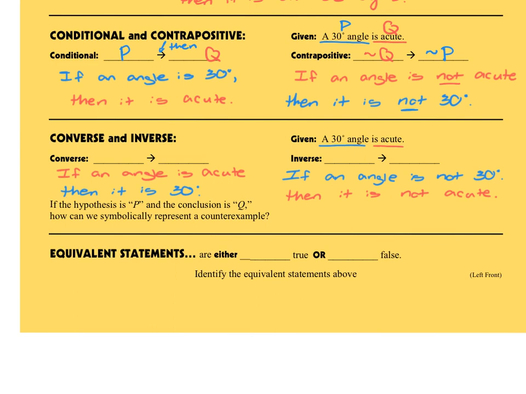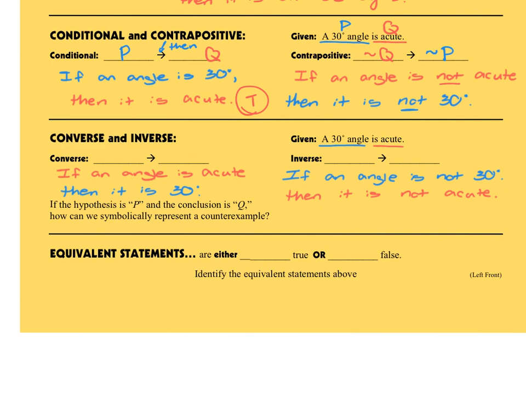If we want to analyze the truthfulness of this, we would just ask ourselves, hey, if an angle is 30 degrees, do I know it's acute? And as I said before, some statements will be obviously true or obviously false, and this one is obviously true. I know that 30-degree angles, by definition, are acute.